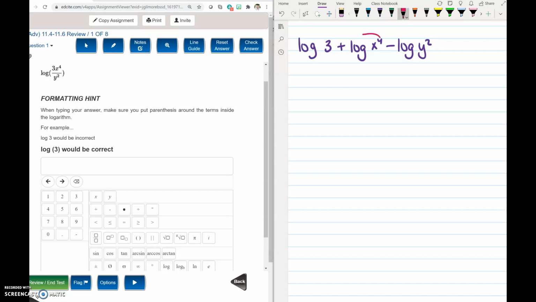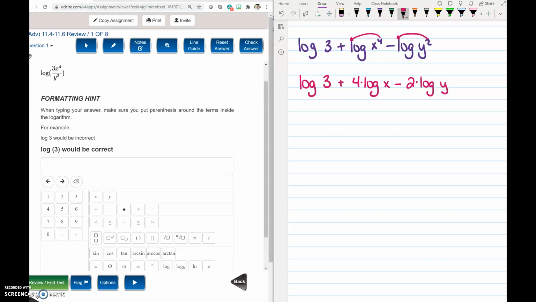Then the last thing is that these exponents need to move and become coefficients. So our answer should be log of 3 plus 4 times the log of x minus 2 times the log of y.